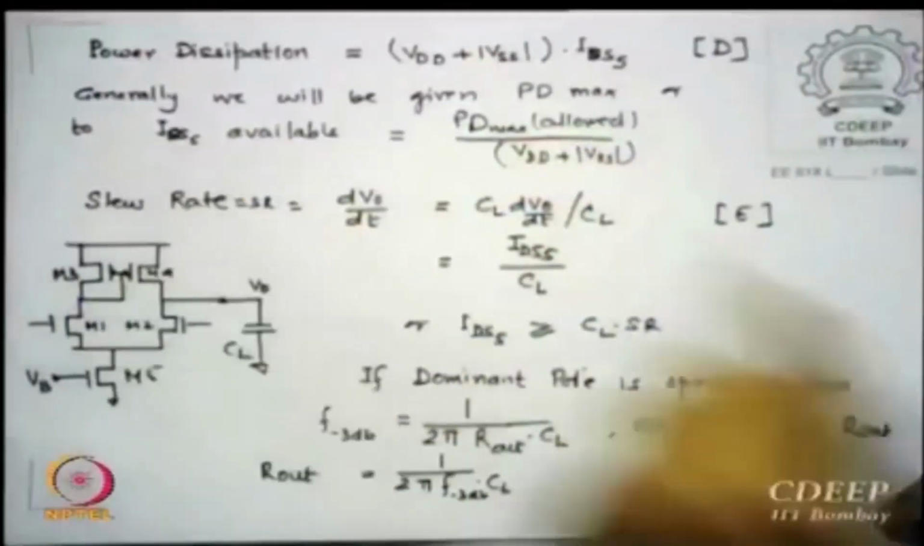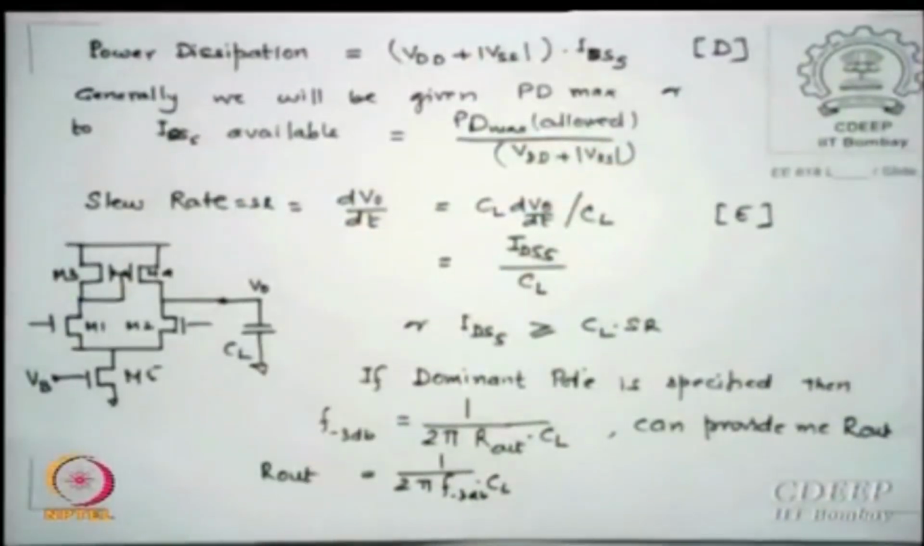Generally we will be given PD max, or we may say given PD max divided by the supply for the technology node will decide the maximum current available to you. The maximum current given to you is decided by the power dissipation. More than this, current should not flow anywhere.